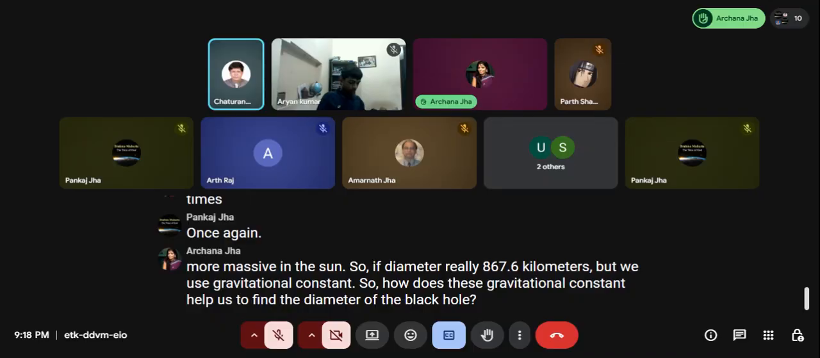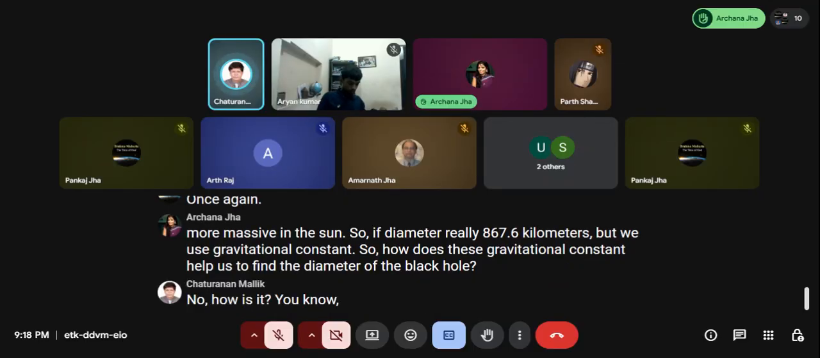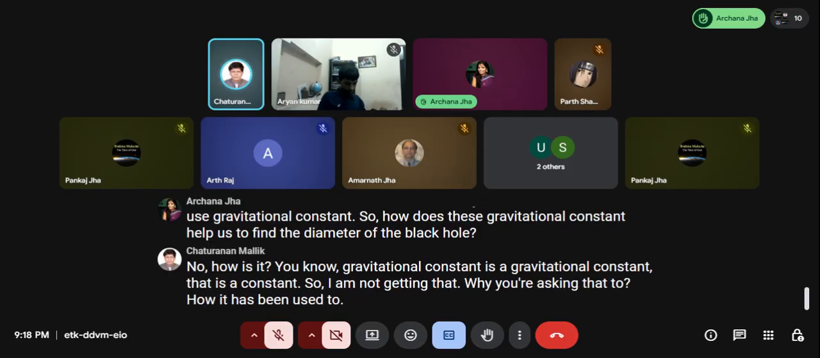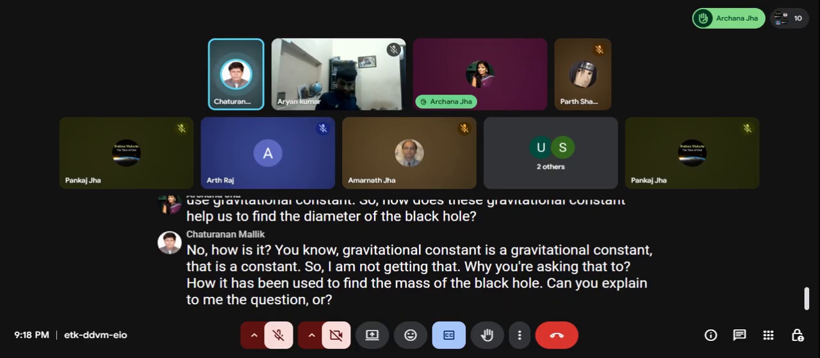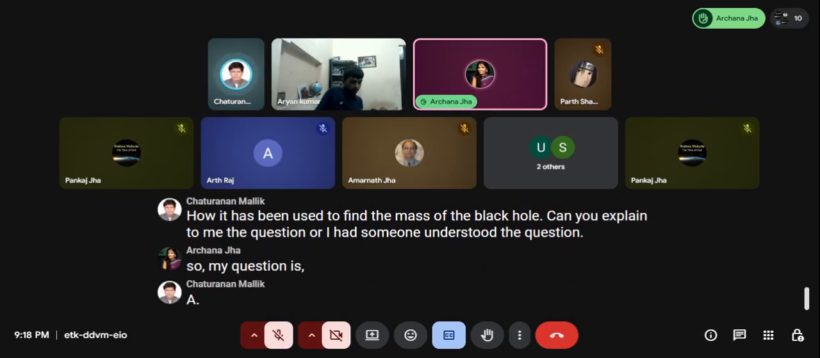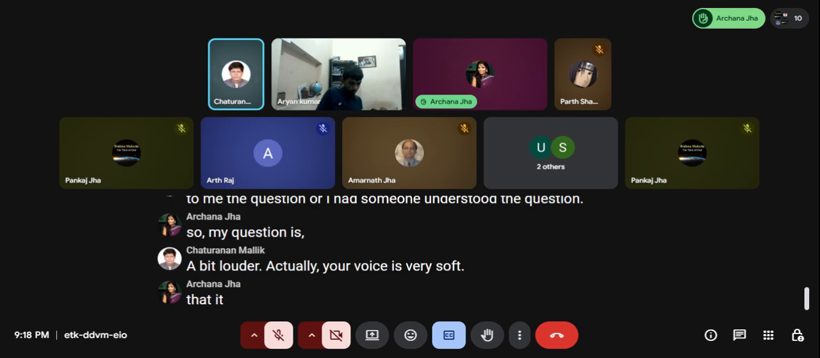No, how is it? Gravitational constant is a gravitational constant. That is a constant, so I am not getting that. Why are you asking that? How has it been used to find the mass of the black hole? Can you explain the question to me, or has someone understood the question? A bit louder, please. Actually, your voice is very soft.